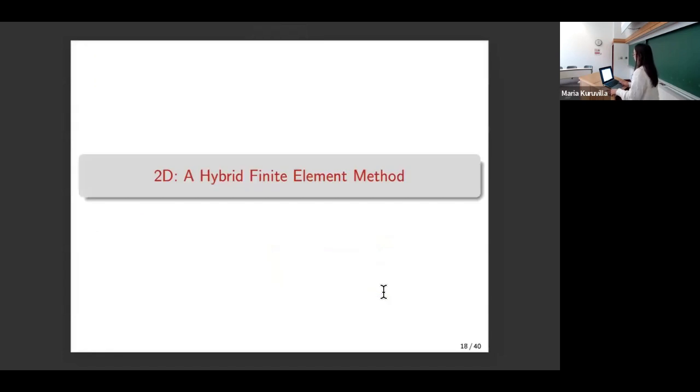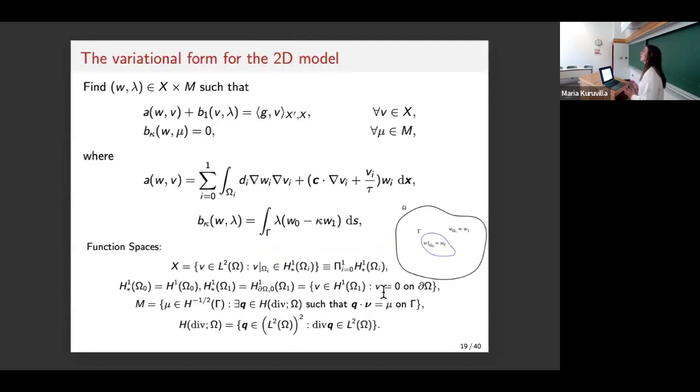Okay, so the 2D hybrid finite element. When you do a finite element method, the first thing you always have to do is write it in a variational form. The variational form means that you're going to ask for solutions in a weaker sense and define a bilinear functional. In the case of a hybrid variational form, you additionally define this bilinear functional, which I'm calling B.